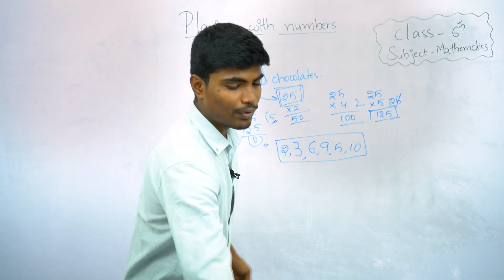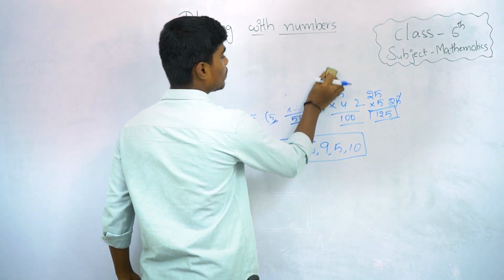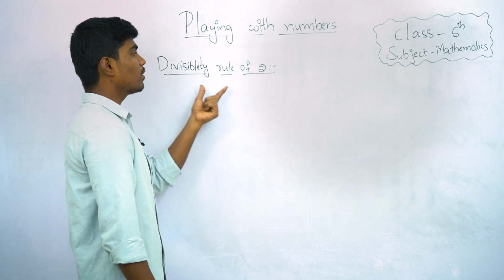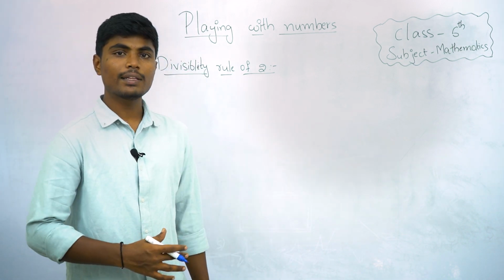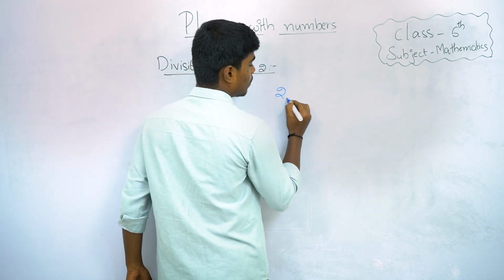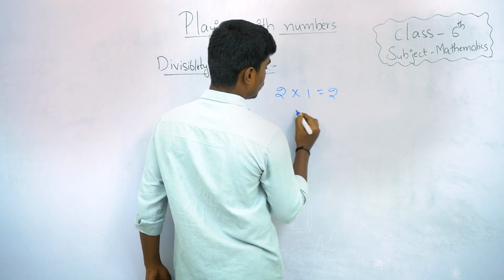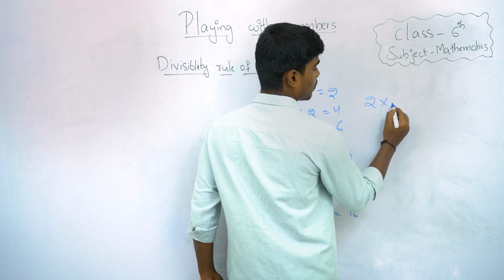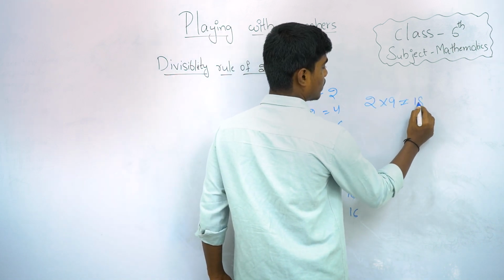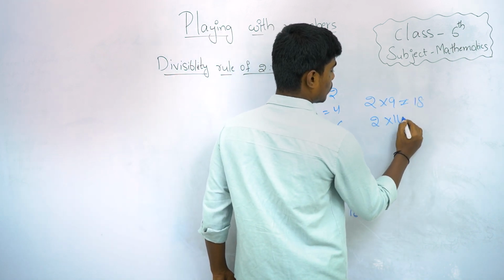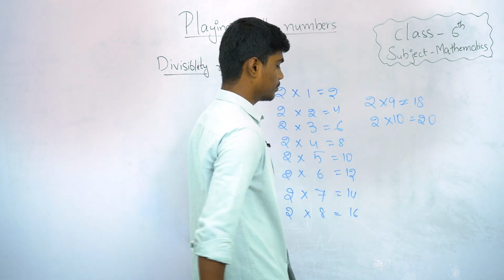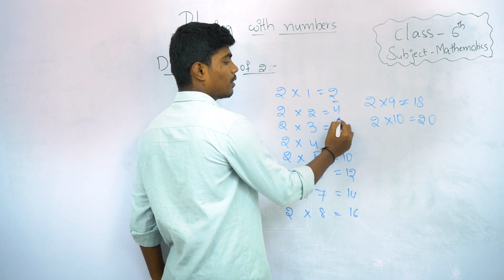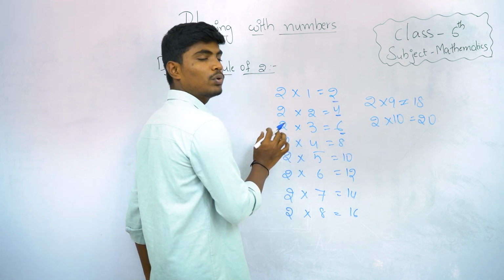So, let's first check the divisibility rule of 2. Let's first write the 2 table. 2 1s are 2, 2 2s are 4, 2 9s are 18, 2 10s are 20. This is the 2 table and the answers are the multiples of 2.